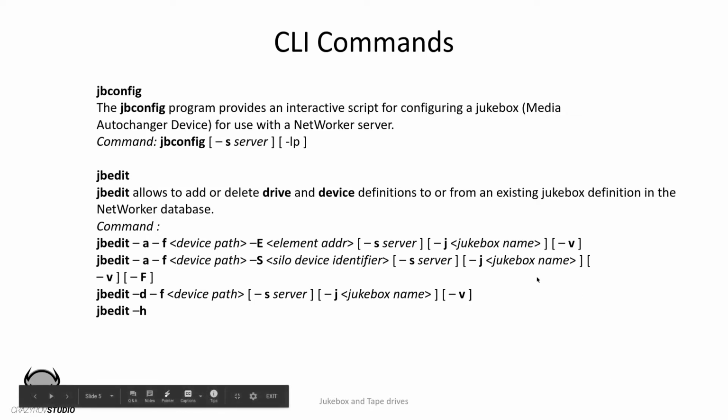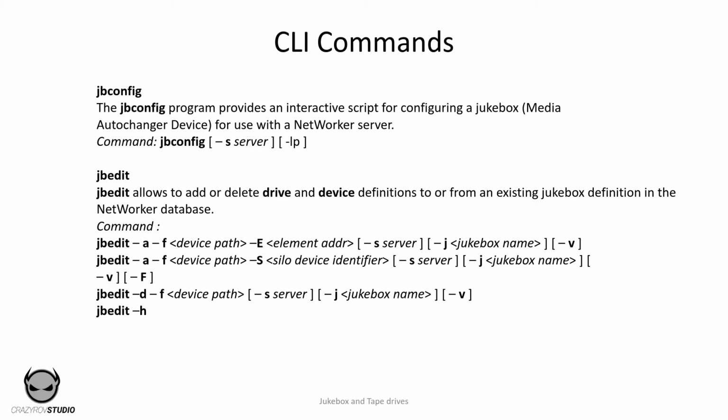So the first command in the list is jbconfig. It is an interactive program for configuring a jukebox in NetWorker. We will see more of this during our demo session. So jbedit is used to add or remove a drive associated to a tape library.